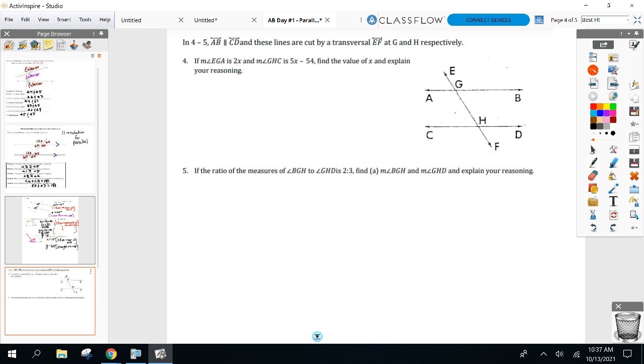First thing I'm concerned with is that we know where these angles are. Like, where do I put 2x on the diagram, and where do I put 5x minus 54? So hopefully 2x and 5x minus 54 went here.